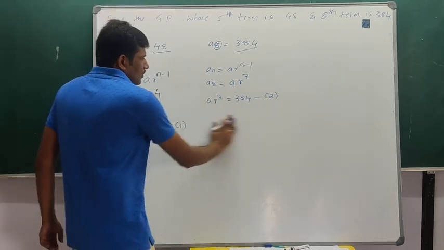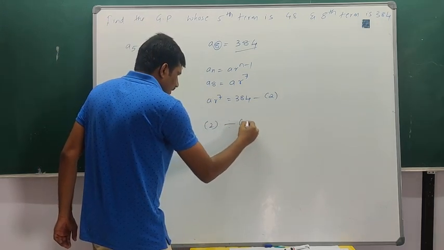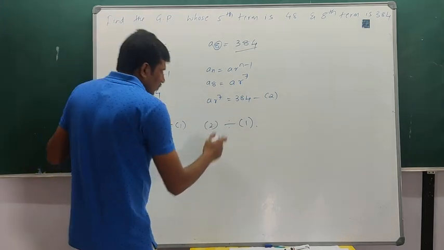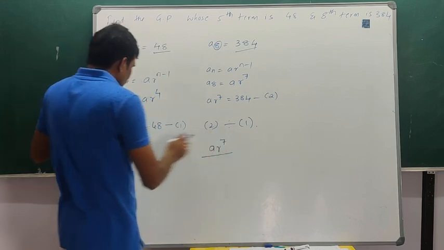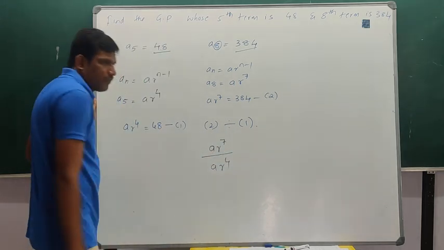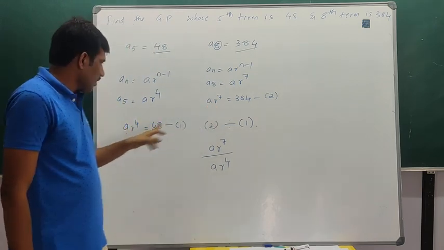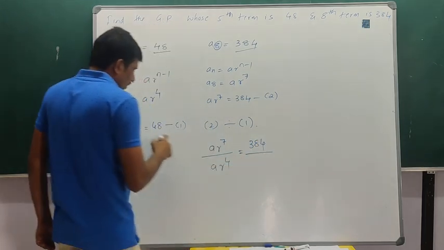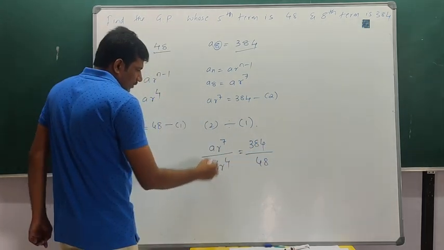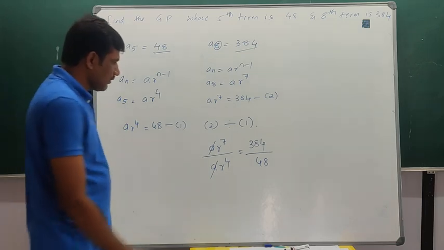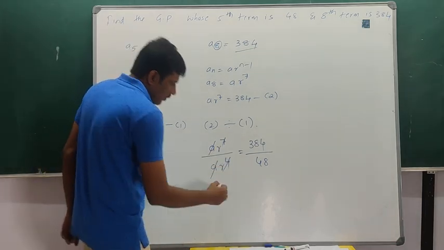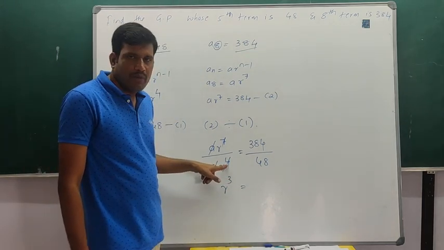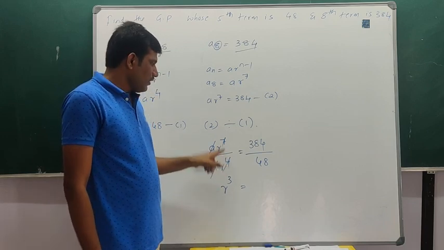So how to find it? Now I will divide equation number 2 by equation number 1. Equation 2 is A R power 7, and equation number 1 is A R power 4. So the second equation A R power 7 divided by the first equation A R power 4 is equal to 384 divided by 48. Now this A will get cancelled. Here R power is 7 and here R power is 4, therefore the 4 will get cancelled, and we are left with R cube.